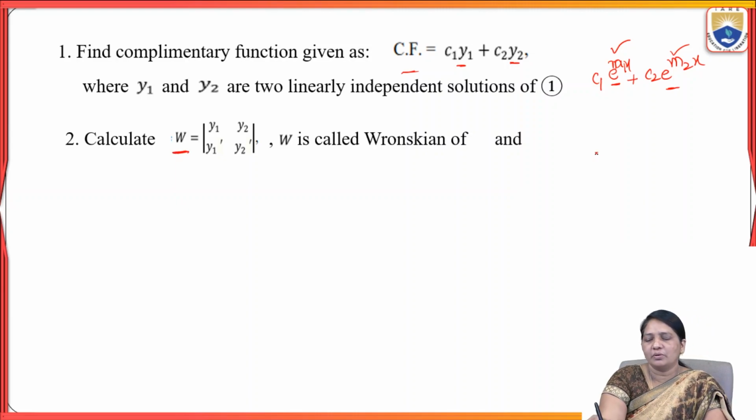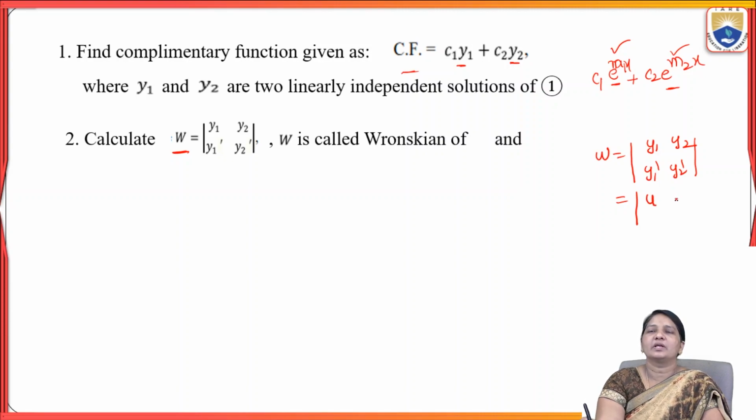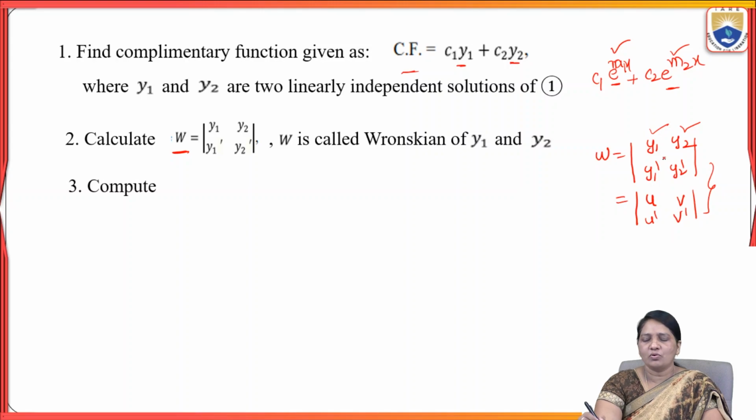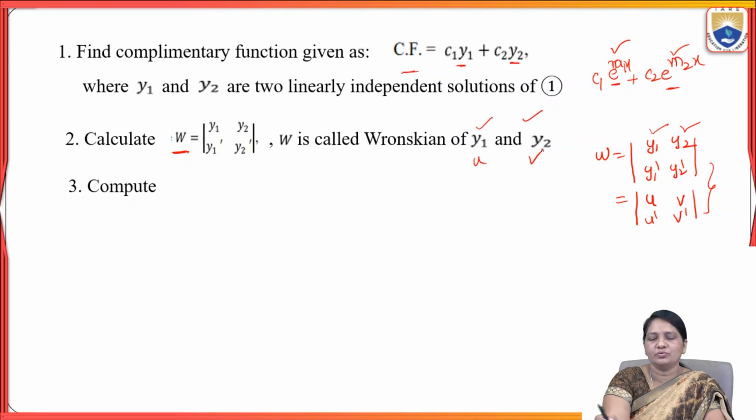So what is the Wronskian value? W equals the determinant of y1, y2 and y1 dash, y2 dash. In some notations we are going to see u and v also. In place of y1 we are taking u and in place of y2 we are taking v. So then u, v and u dash, v dash. These both are the same. In some notations we show the solutions with y1 and y2, and in some notations with u and v. So this is the Wronskian value, the Wronskian value of y1 and y2, otherwise the Wronskian value of u and v.